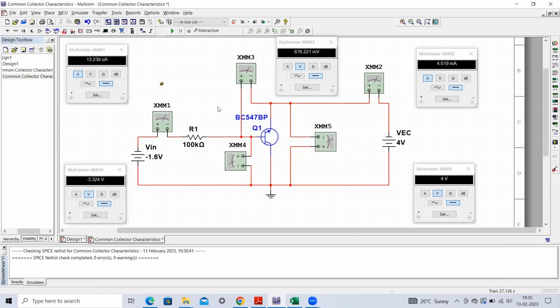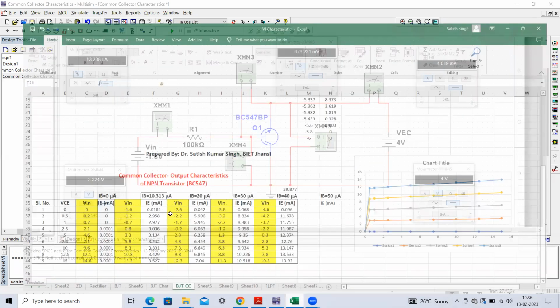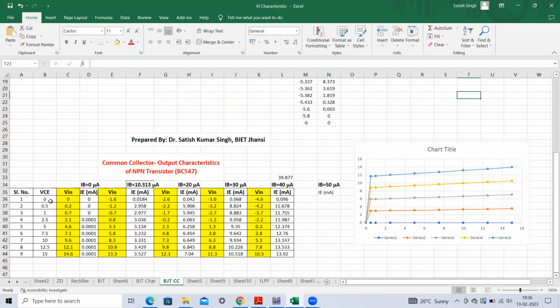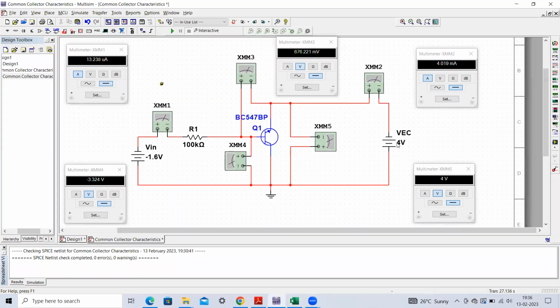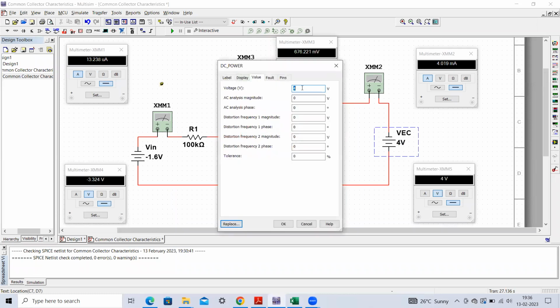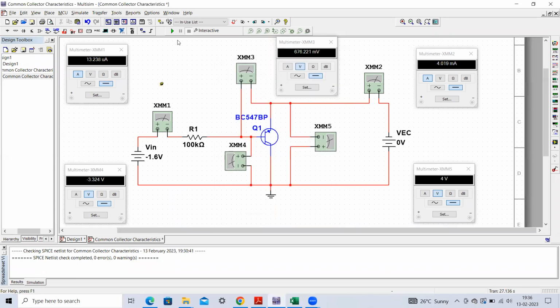So first stop it, -1.6 now, and then you can see these values. I have to keep this VC equal to 0 volt, and then we can observe these values. Now if you execute this circuit, try to first execute the circuit and observe this current.